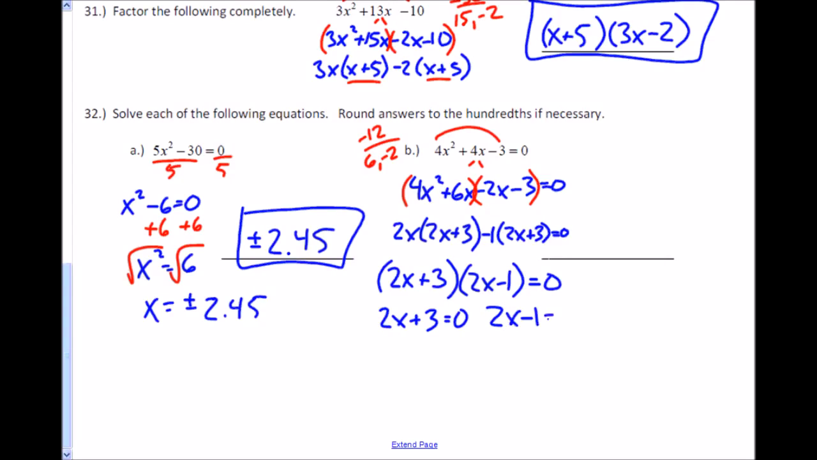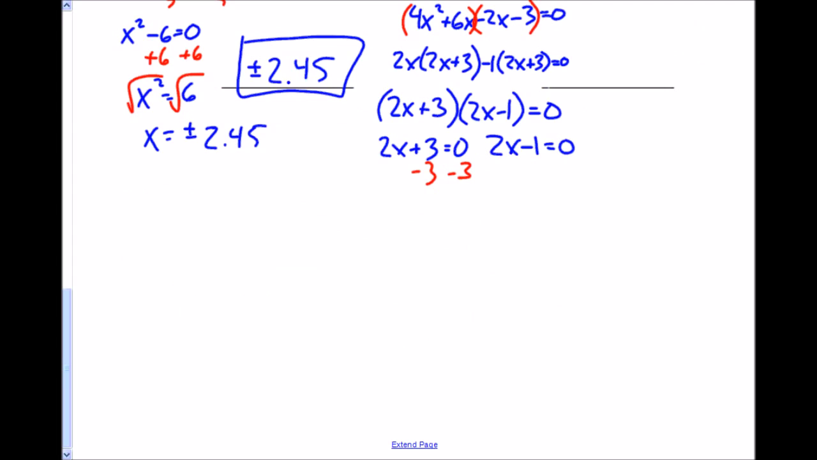And now I just have two little equations to solve, two linear equations. For this first one, I subtract the 3 from each side, so I get 2x equals -3. I divide each side by the 2, and I find out that x equals -3/2.